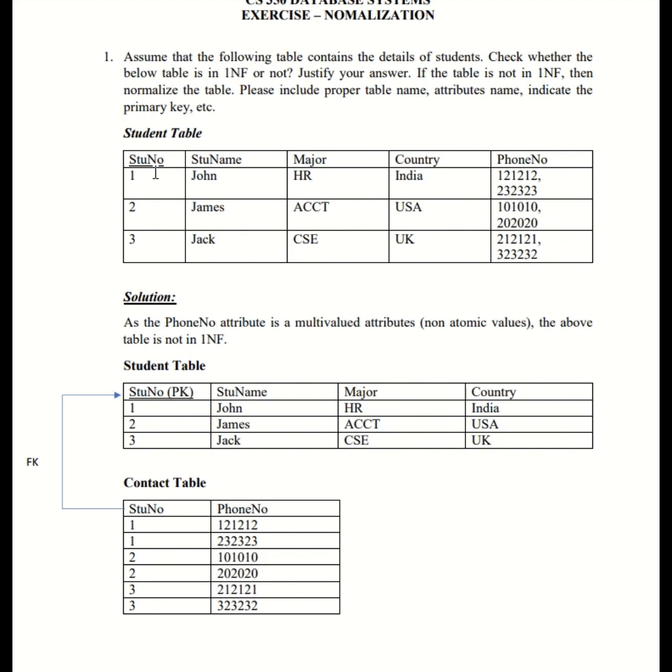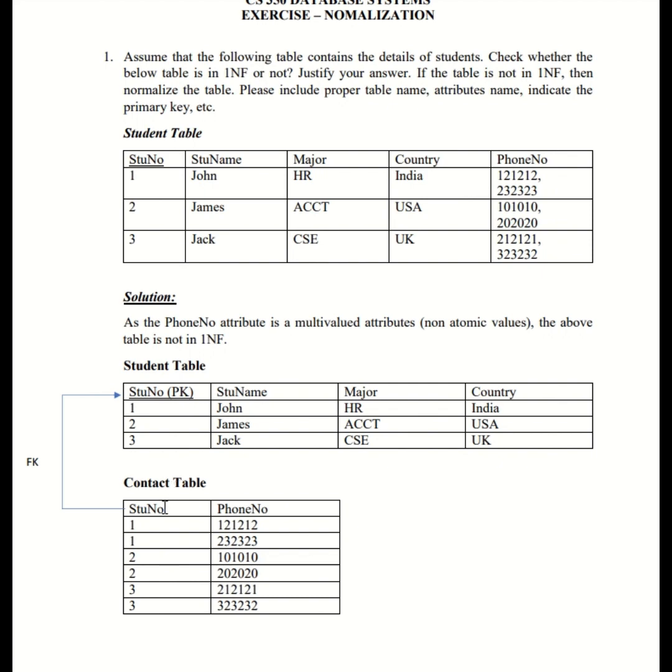You move it into another table. Just call it the contact table. And the other attributes, student name, major, country, are uniquely identified by the student number in the student table. So the primary key student number uniquely determines the name, major, country. So student number is the primary key in the student table.